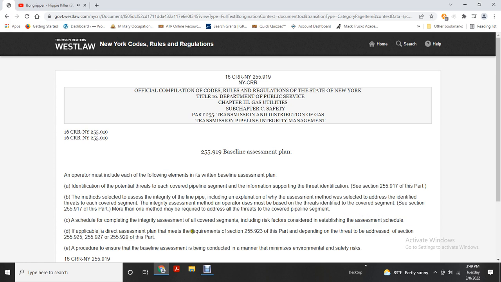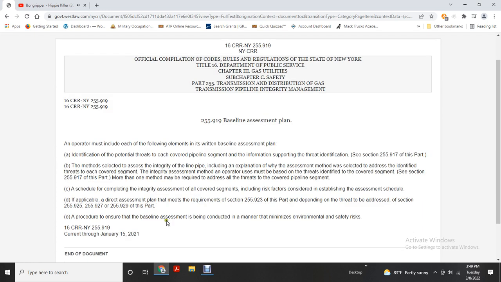If applicable, the direct assessment plan must meet the requirements of 192.923 of this part and, depending on the threat to be addressed, sections 192.925, 927, and 929. There must also be a procedure to ensure the pipeline assessment is conducted in a manner that minimizes environmental and safety risks.